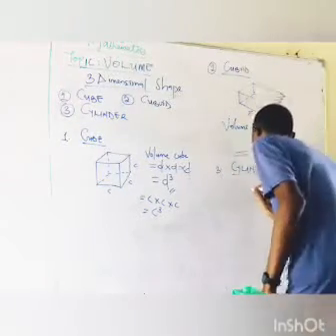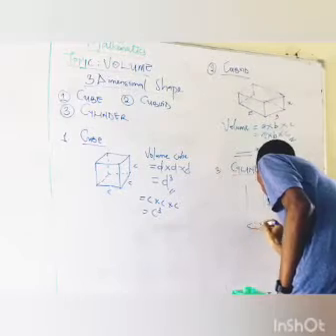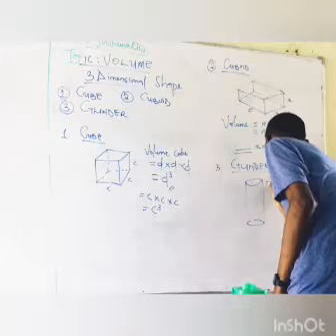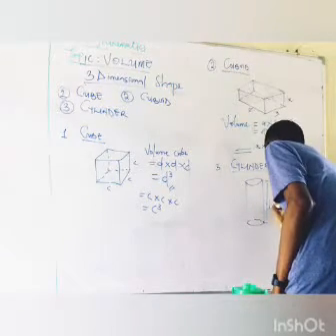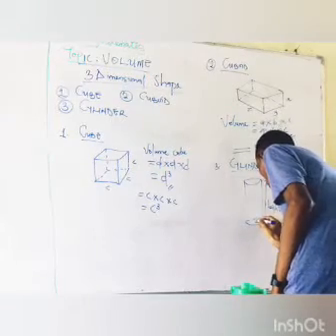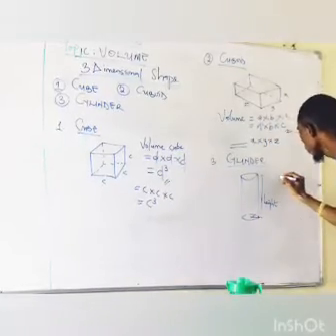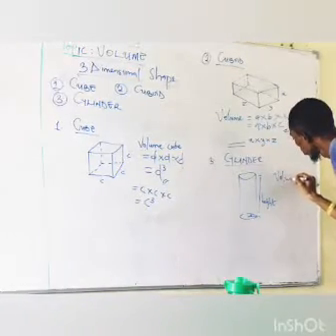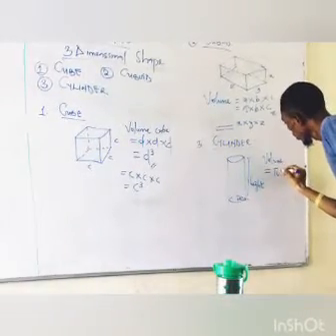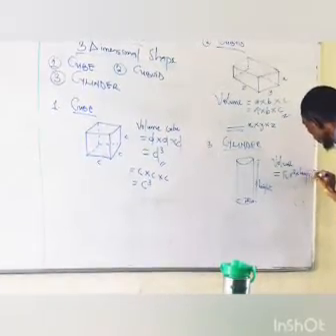Let's assume this is the shape of our cylinder. Let this be the height, and this one be the radius, R. Okay? So the volume of our cylinder is what? The volume is equal to pi R squared multiplied by height.